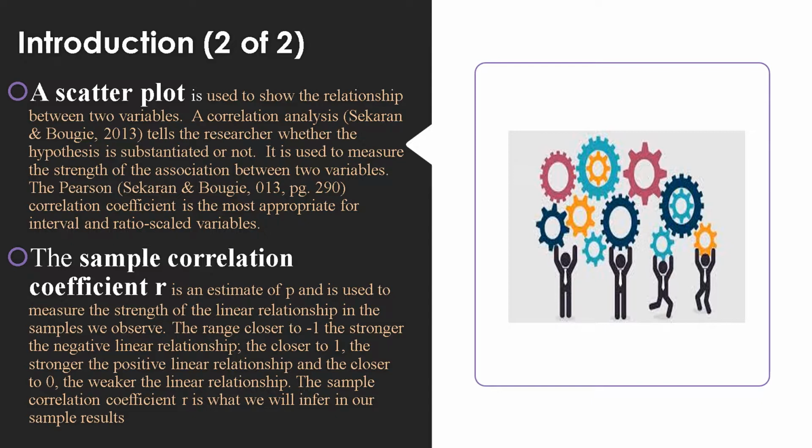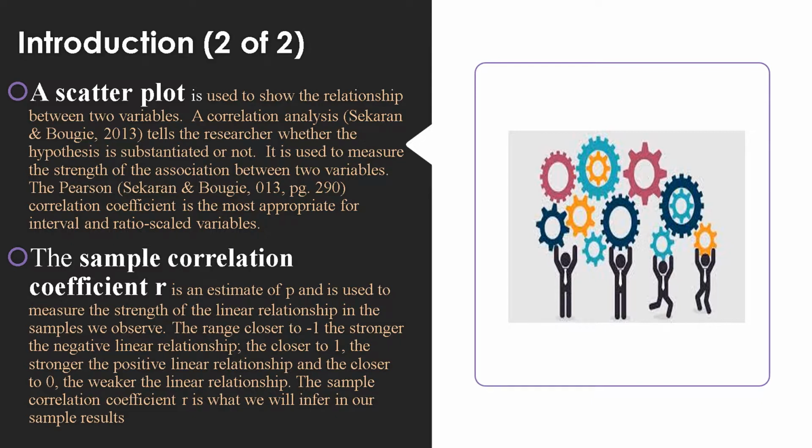Introduction, page 2. Just a brief explanation for scatter plot and sample correlation coefficient R. Scatter plot is used to show the relationship between 2 variables. According to our text, it tells the researcher whether the hypothesis is substantiated or not substantiated, and it's used to measure the strength of the association between the 2 variables.